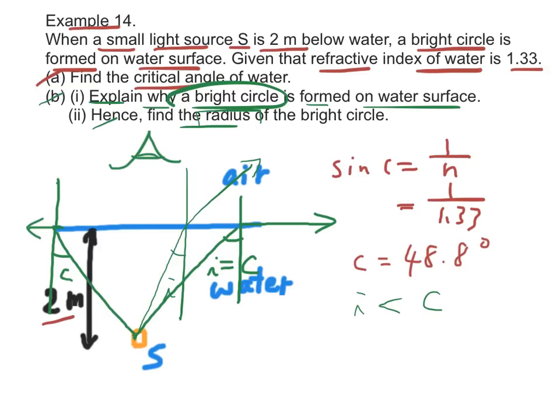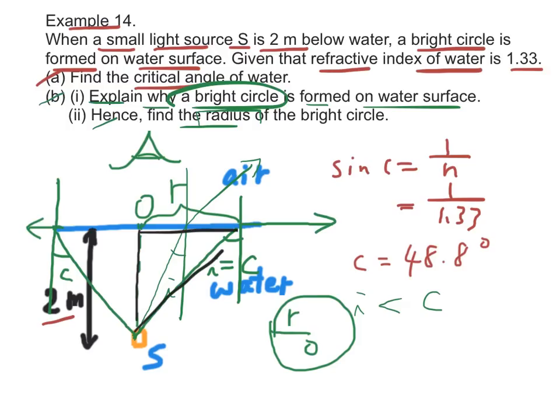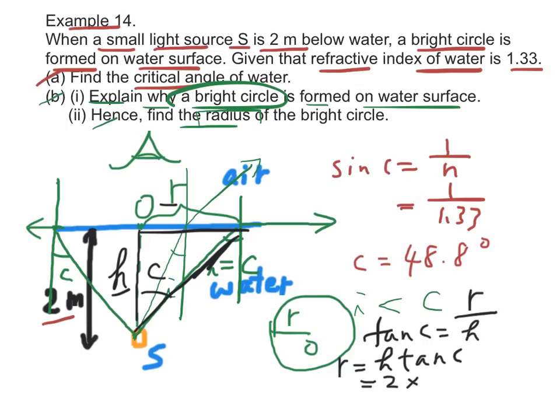When seen from above water, there is a bright circle with center O and radius R. Considering the triangle, the relation between H and R is tan C equals R over H. R equals H tan C, which is equal to 2 times tan 48.8 degrees, which is equal to 2.28 meters.